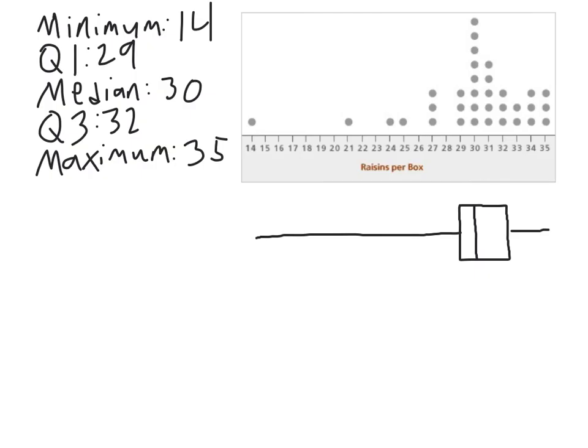By the way, just a reminder, looking at this data, is it symmetrical or skewed? Skewed. And skewed left or right? Left, because the tail goes to the left.